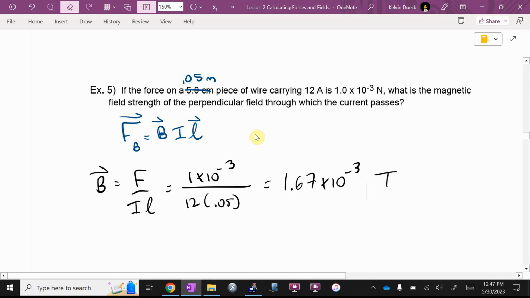Calculator issue? Typo? Silly typo? Really silly typo? Yeah, okay.